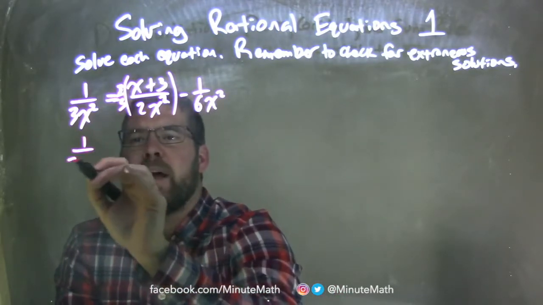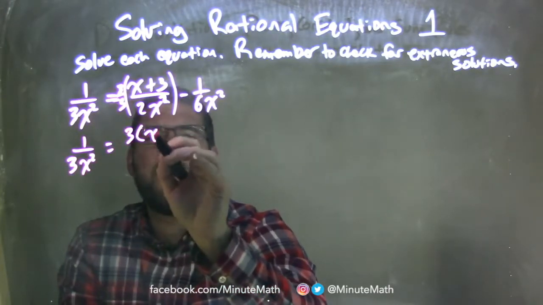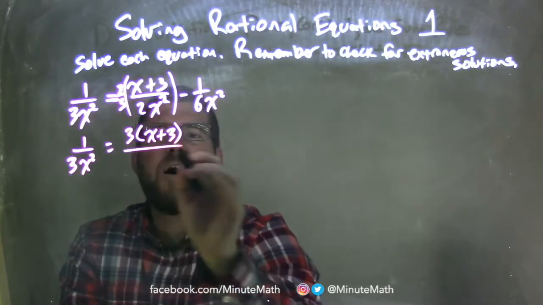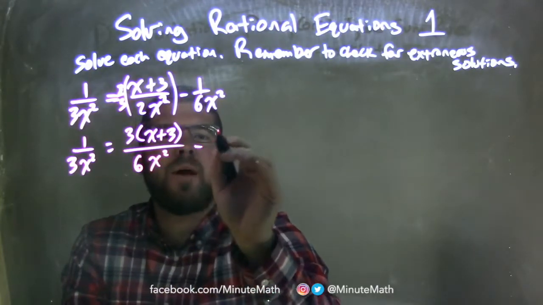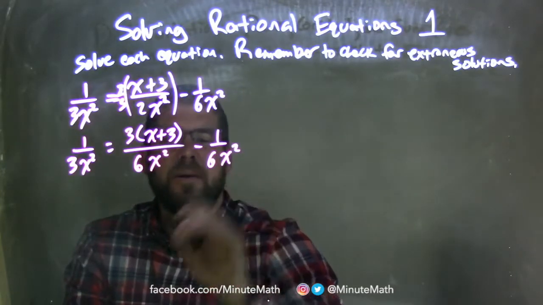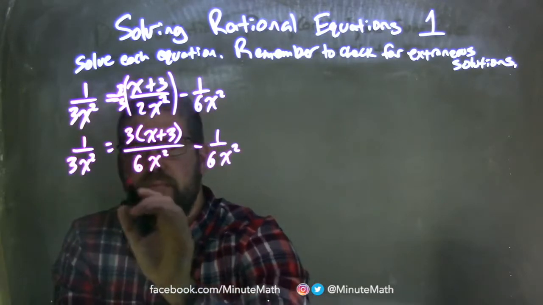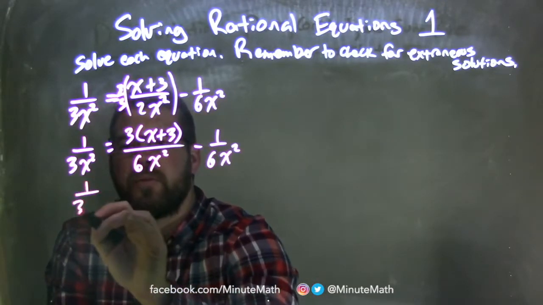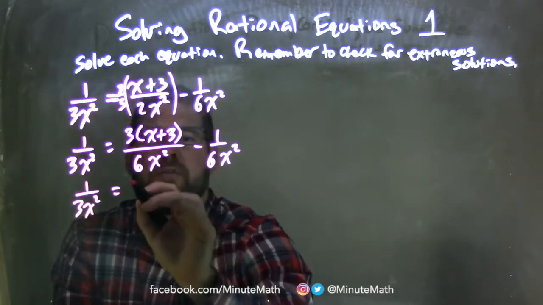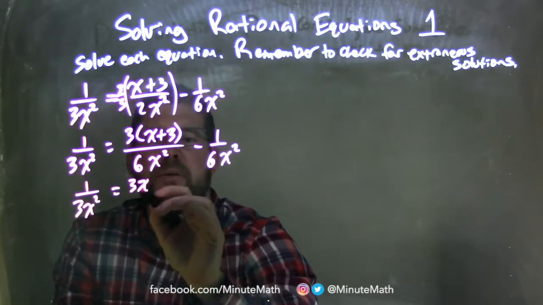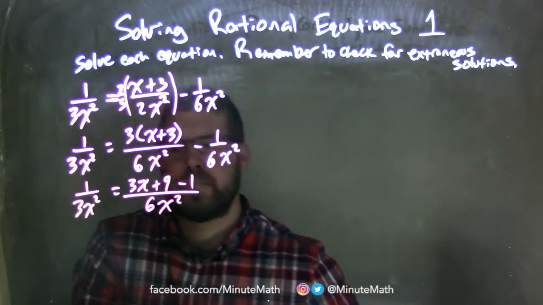Okay, so I'm going to have 1 over 3x squared on the left, and then I'm going to leave that 3 up top, 3 over x plus 3 there, but I have 6x squared now, and then we're minusing 1 over 6x squared here. Now what I can do is combine these two here. So in combining them, I have 1 over 3x squared on the left equals, and up top I'll distribute as well, so now I have 3x plus 9 minus 1 over 6x squared.